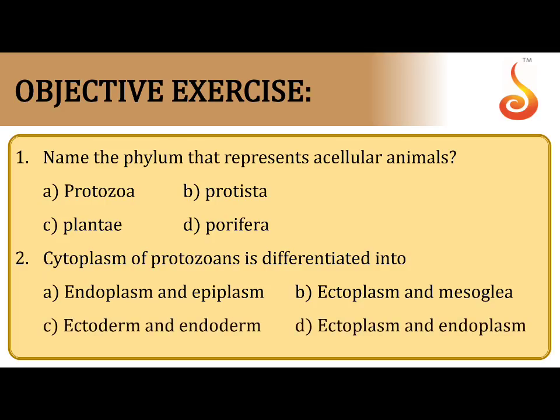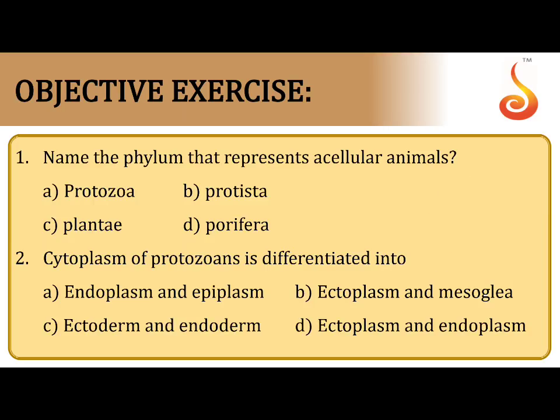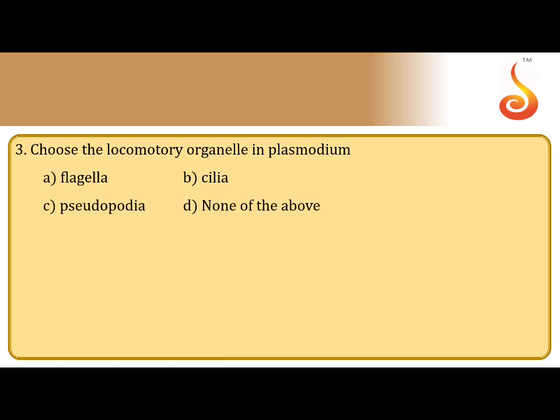Cytoplasm of protozoan is differentiated into. Now in this question, understand very clearly that a protozoan is unicellular. So one single cell is bound to do all the work. So here is our incipient nucleus, here is our cytoplasm, which exhibits cytosolic movement for circulation. So you can expect the two types of cytoplasm, one which is outside, ecto, one which is inside, endo. So based on that, the options are A, endoplasm and epiplasm, B, ectoplasm and mesoglea, C, ectoderm and endoderm, D, ectoplasm and endoplasm.